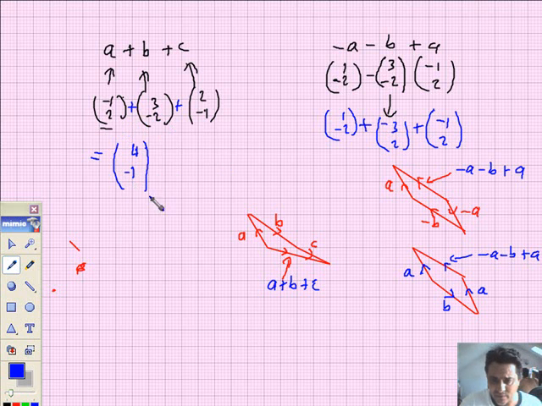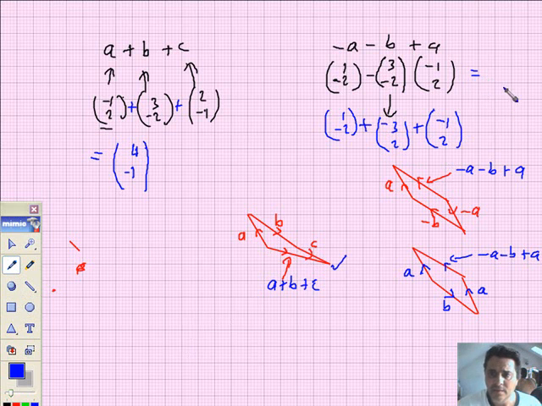Now I don't know where that diagram has gone. Let's have a look. Oh, here it is, 4, minus 1. Starting from here, vector A plus B plus C. 4 in the right direction, 1, 2, 3, 4, and 1 down. That's completely correct. Let's just do the sums for this one.